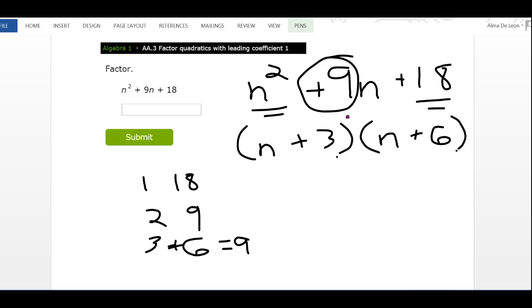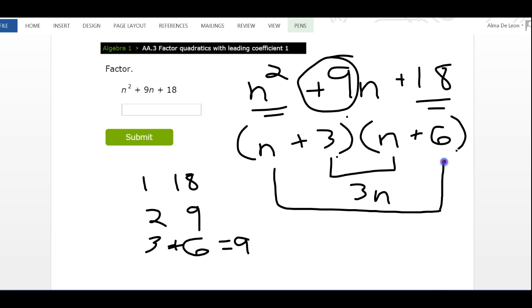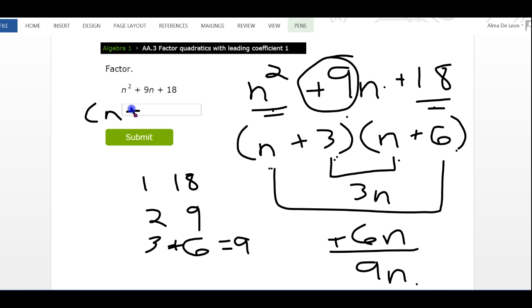Just to double check, just to make sure, 3 times n is 3n. N times 6 is 6n. And if I add this, 3n plus 6n is 9n. So again, this works. N times n is n squared. 3 times 6 is 18. And if I multiply the inside and the outside, and I add it, I end up with positive 9n, which is what I wanted. So my answer is n plus 3 times n plus 6.